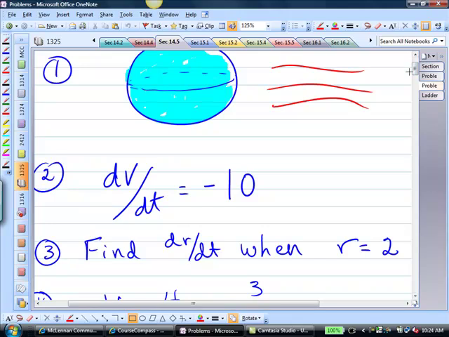All right, number 2. That was when we were supposed to say what we were given. We said the volume was changing at 10 cubic feet per minute. If it's decreasing, does it make sense that this is a negative? So dV dt, because it's a rate, because it's the volume, and it's negative 10. And I didn't put the units, but it's cubic feet per minute. Okay, so that's our given.